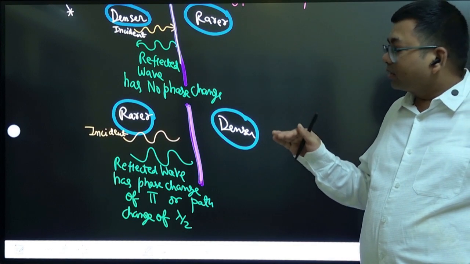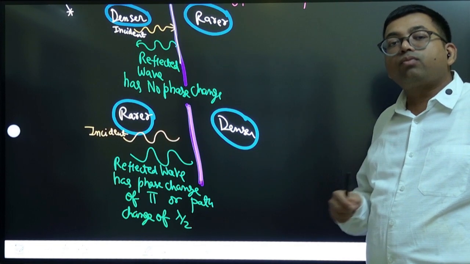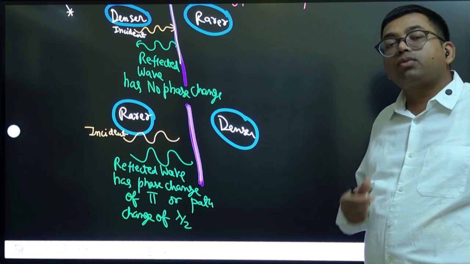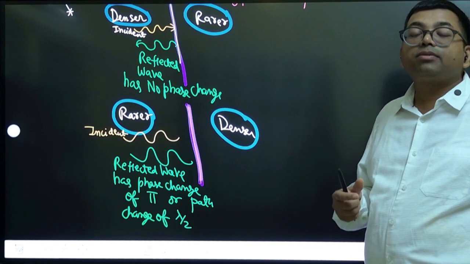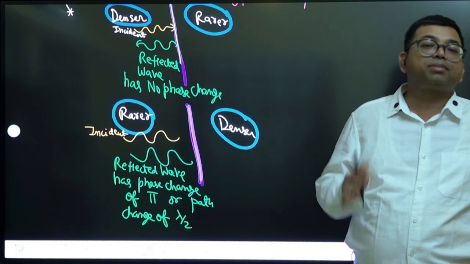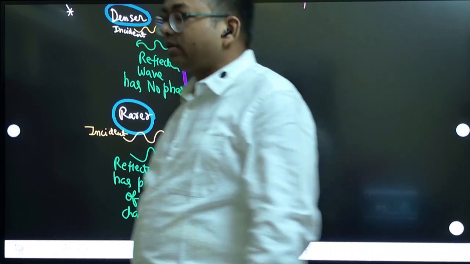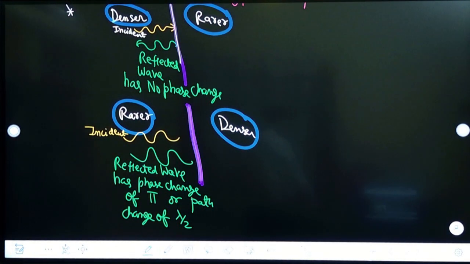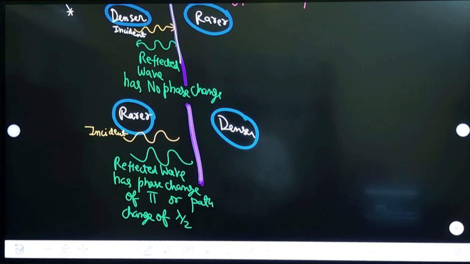So right now we discussed some important concepts. Now we are going to move into YDSE, which is the main topic of this chapter, Young's double slit experiment. I will also be writing some important points from notes because I don't remember everything.